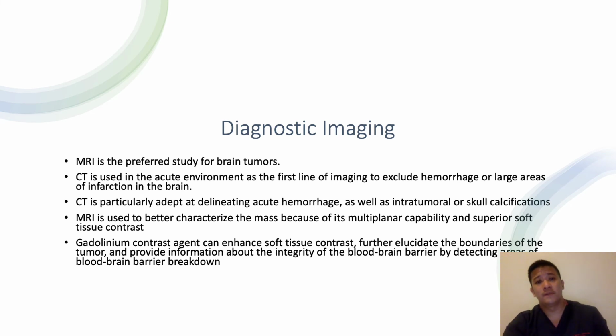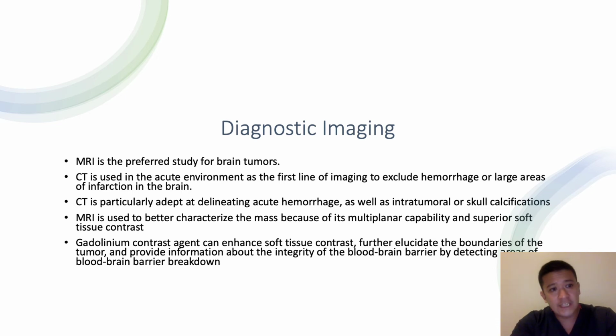Now, as mentioned earlier, the diagnostic imaging modality for intraaxial tumors, or for any tumors of the CNS, will most likely be the MRI. CT is used in the acute environment as the first line of imaging to exclude hemorrhage or large areas of infarction in the brain. So if the patient comes to the emergency room deteriorated, seizing, even if you're suspecting a brain tumor, the first thing you should do is just get a CT. Then after that, you can stabilize the patient and get more definitive imaging via an MRI once the patient's more stable, or if you have ruled out any emergent surgical lesion.